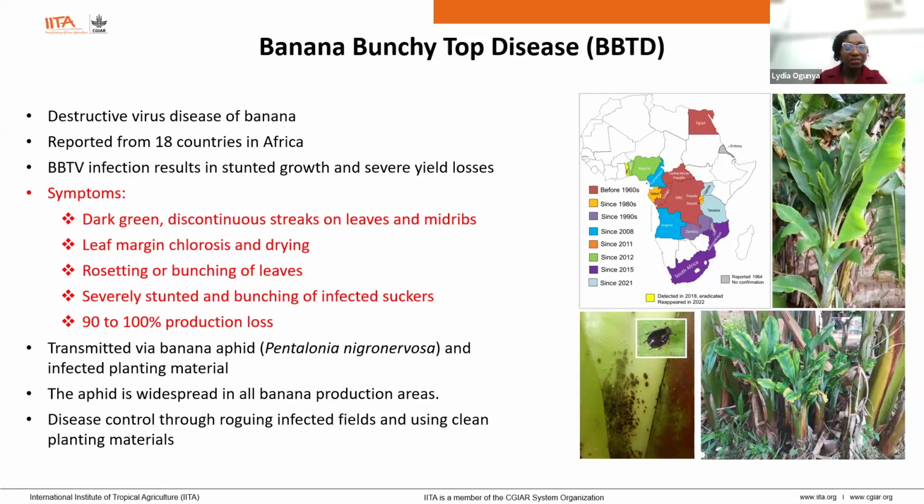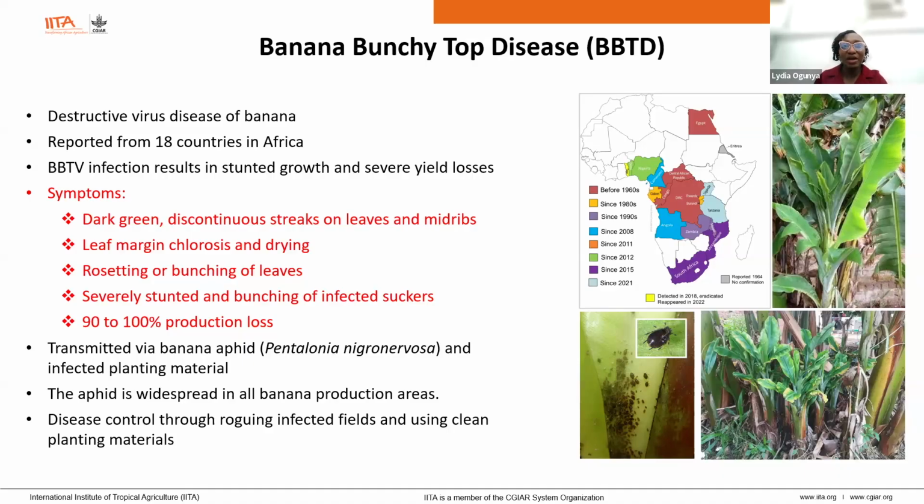We have a number of them: dark green discontinuous streaks on leaves and midribs. We also have leaf margin chlorosis and drying, russeting or bunching of leaves, severely stunted and bunched infected suckers, and lastly, we have 90 to 100 percent production loss.